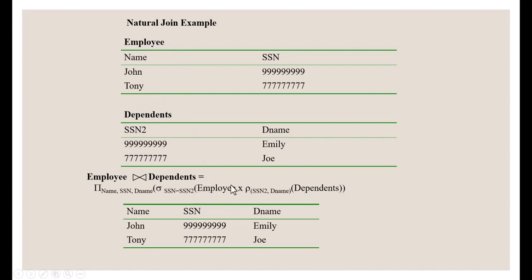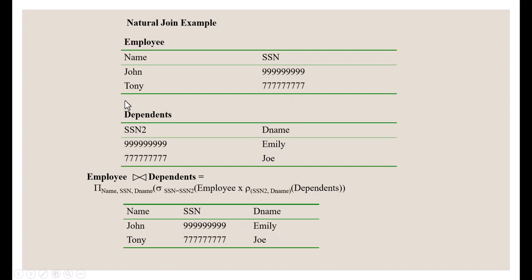We're doing a Cartesian product between employee and dependents, and we are renaming this SSN 2. We want the social security number to be the same as dependents', that's social security number 2. If they have these in common, we want to display their name, SSN, and the name of the dependent. Let's take a look at the first row, John, and then we have the nines. We can see that the first dependent row has the nines, so it's going to return John, the social security number, with Emily.